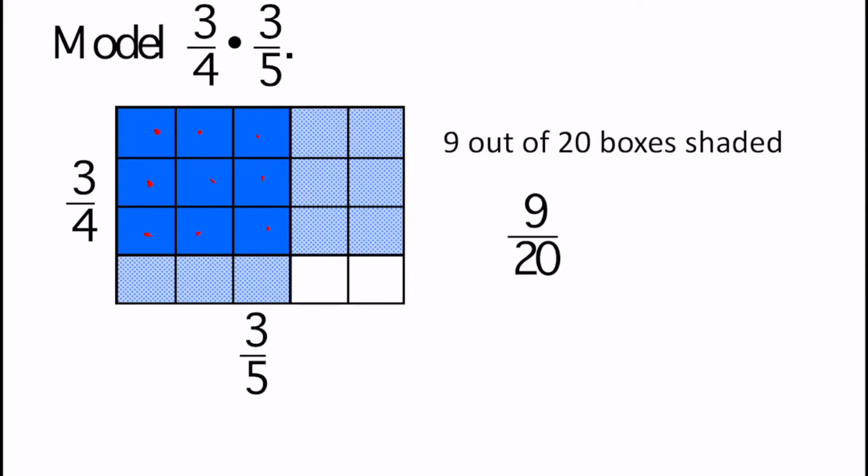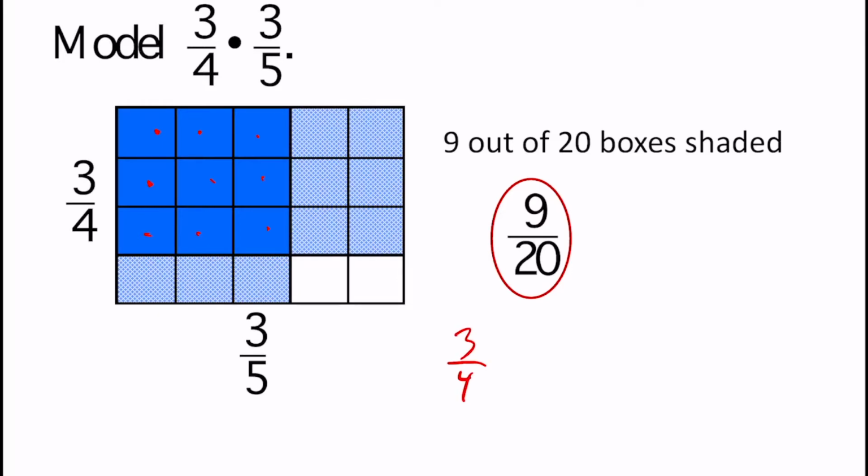And it's going to be 1, 2, 3, 4, 5, 6, 7, 8, 9. 9 out of a total of 20 boxes shaded. 9 out of 20, you can just leave it there because there's no whole number that goes into 9 and 20. So your answer is 9/20. And you can check that answer as well.